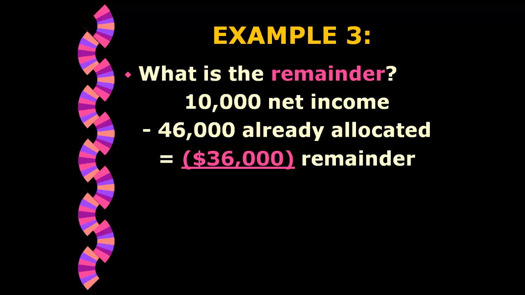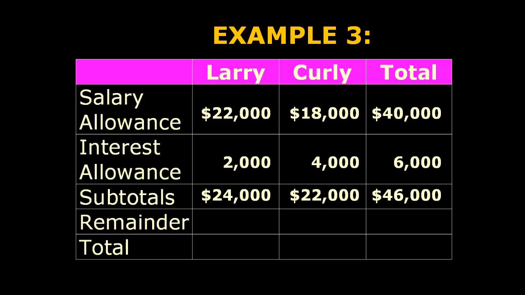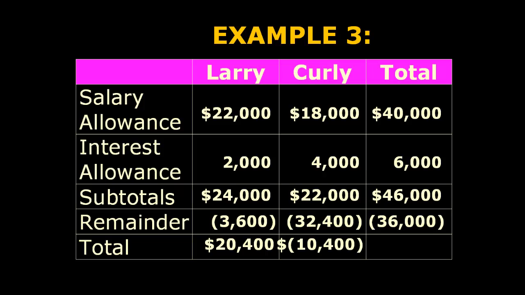Now I need to take that negative $36,000 and allocate it between my 2 partners. We decided that Larry was going to get 10% of that, so he gets a negative $3,600, which is 10% of the $36,000. Curly's going to get 90% of that. 90% of the $36,000 says he gets a negative $32,400. When we figure our totals now, we see that Larry gets $20,400, which is the $24,000 minus the $3,600. Curly, though, says he gets a negative $10,400. So his capital account is not going to go up, it's going to go down instead. Again, we have accounted for $10,000 in net income.